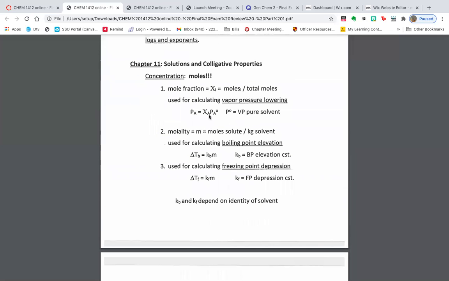So if we start at vapor pressure lowering, the equation is the total pressure equals the mole fraction times the partial pressure, or the vapor pressure of the pure solvent. The P0 will be given to you, and you'll have to calculate the mole fraction using the moles of whatever you're looking for divided by the total moles. It'll be pretty easy to determine what you need to divide in order to get the mole fraction. But that's really the only calculation you need to do for this, besides multiplying it by whatever value they give you for P0.